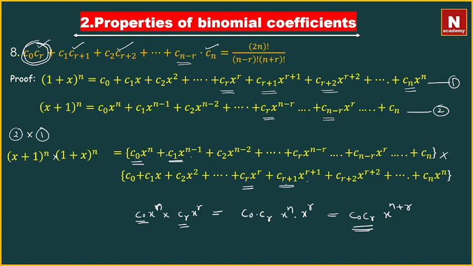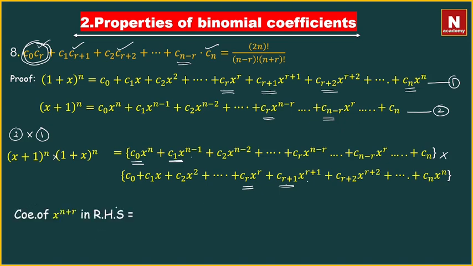This also gives the coefficient of x power n plus r. So that's why, first, equate the coefficient of x power n plus r in the RHS. After that, find the coefficient of x power n plus r in the LHS also. We are finding the coefficient of x power n plus r in the RHS.